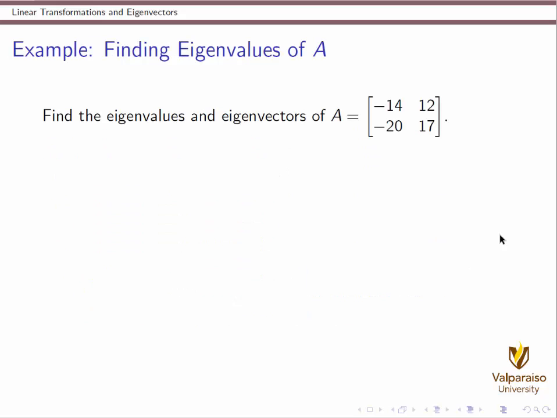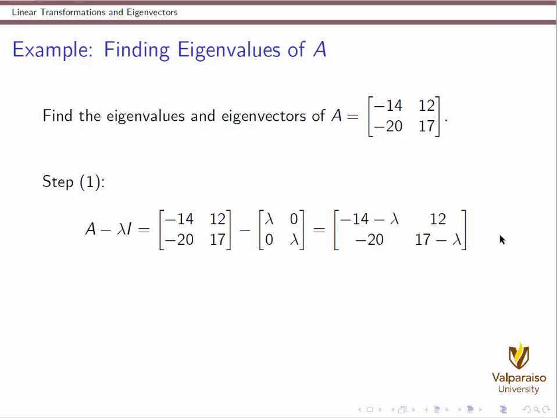Here's an example. It's 2 by 2. We're going to find the eigenvalues first. We're going to build A minus lambda I. So lambda times I is lambda times the identity matrix. You can see it there in the middle. And then A minus lambda I produces the matrix on the right. We're going to find the determinant of this matrix. Now you've done determinant, so I'm skipping some details here.